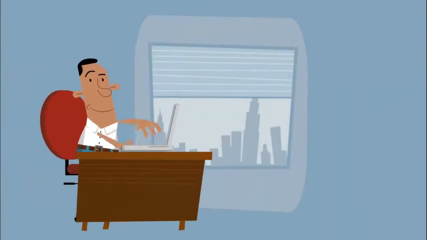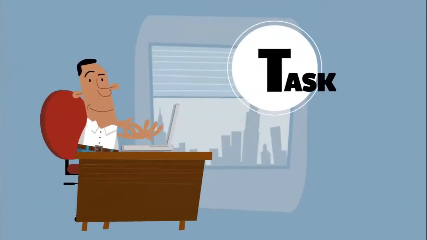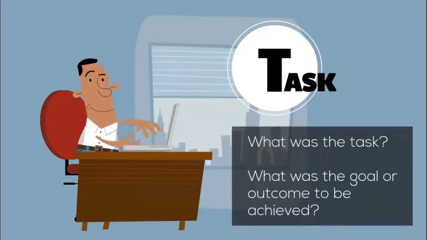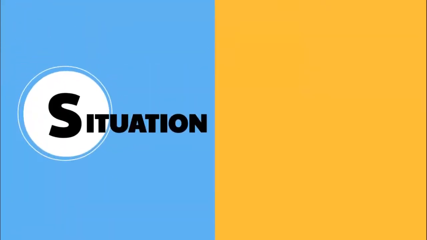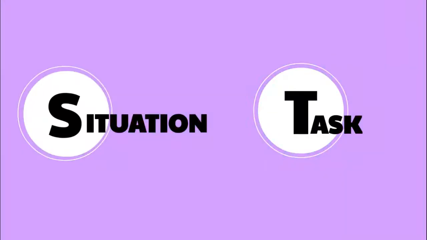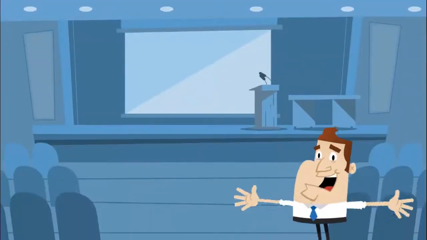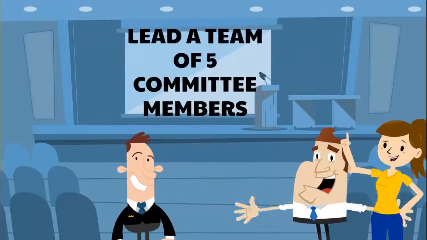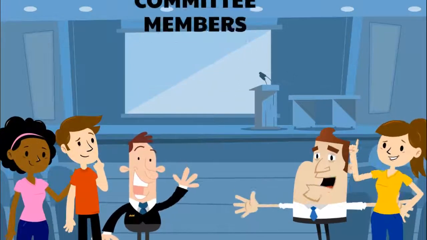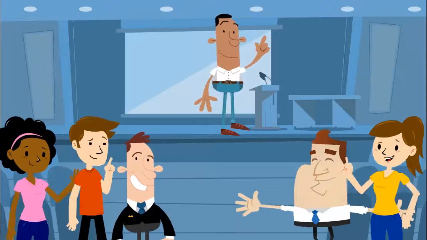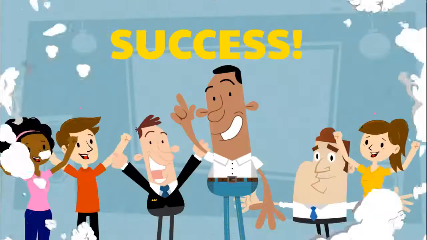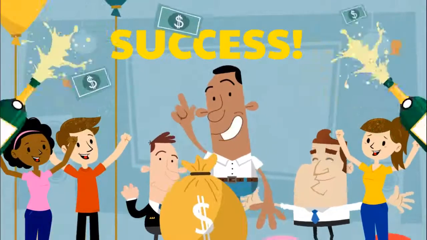The next part is T, for task. What was the task? What was the goal or outcome to be achieved? This also should be quite short, and in fact sometimes the situation and task can be combined. In our example, the task was to lead a team of 5 committee members to ensure that they worked efficiently and harmoniously together so that the event was successful and raised a lot of money for the charity.